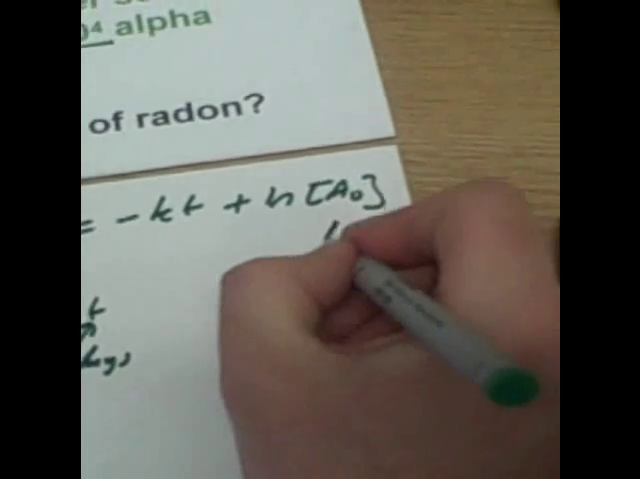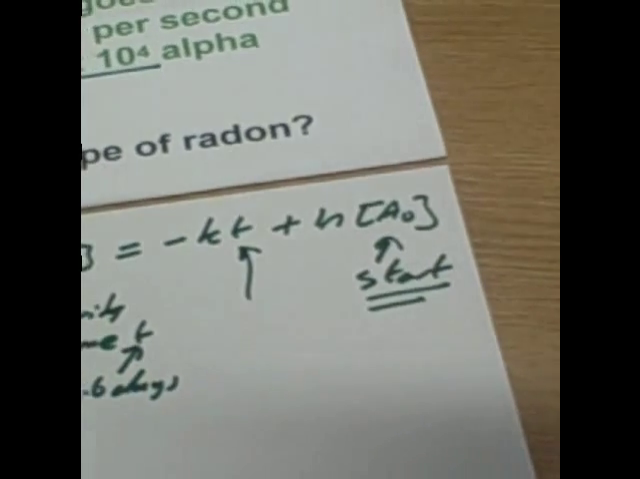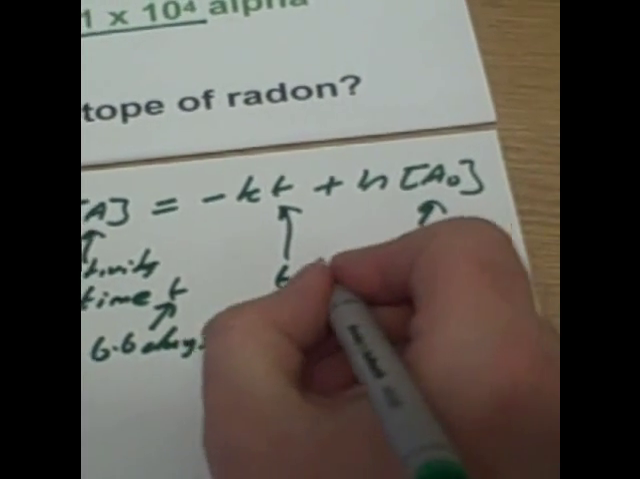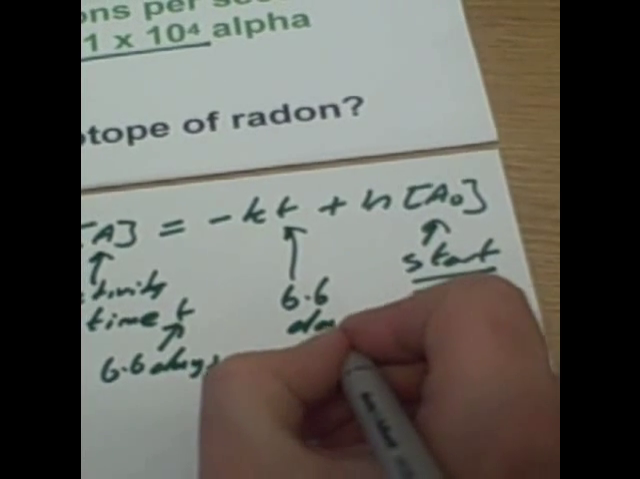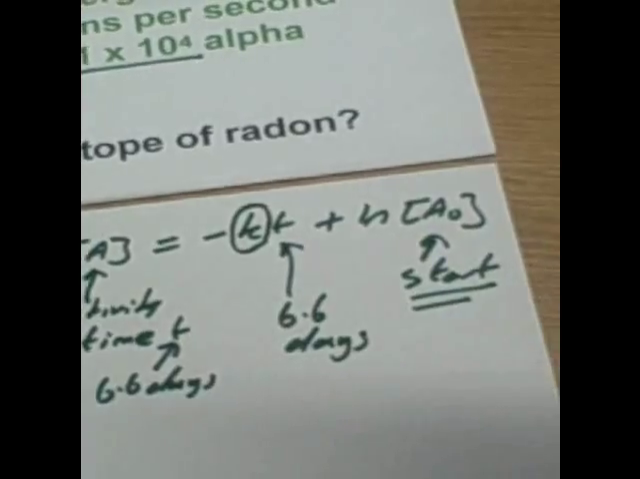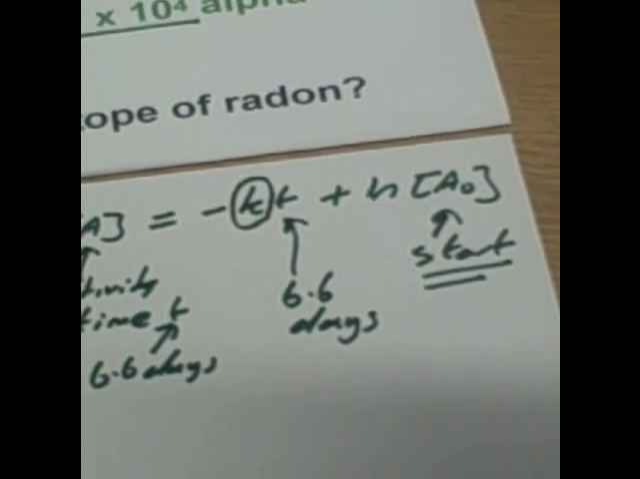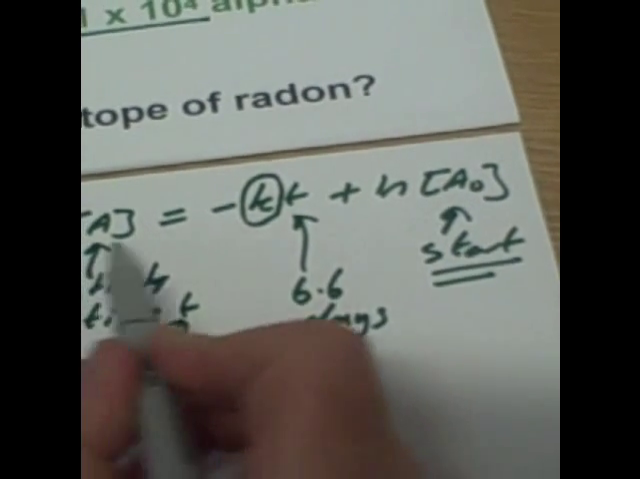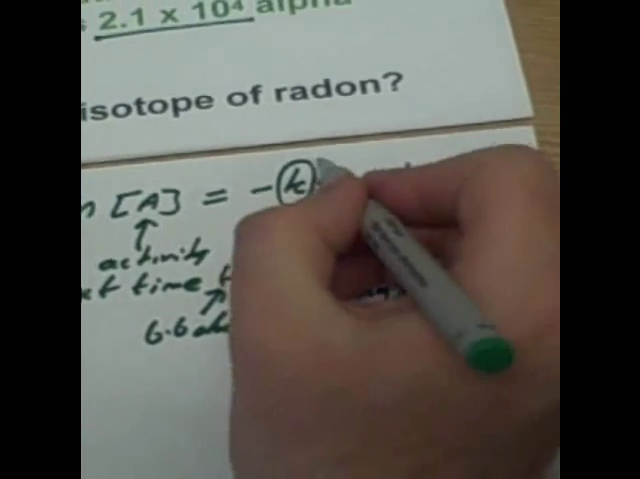For A0, that's our activity at time 0, our starting activity, if you like, which in this case is 7.0 times 10 to the 4. So I'll put that, that's our start. T, well, that's time. In this case, it is 6.6 days. K is effectively our rate constant. That's what ultimately we're going to try and calculate. So what I'm going to do is take the integrated first law and break it into bits.